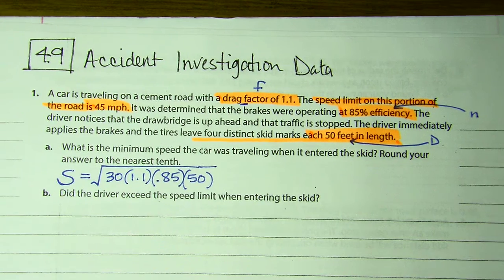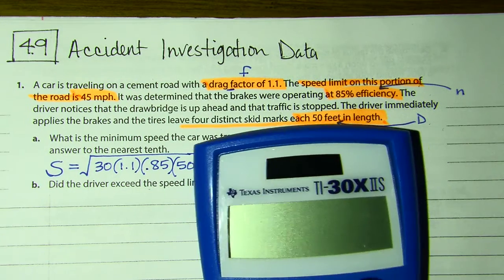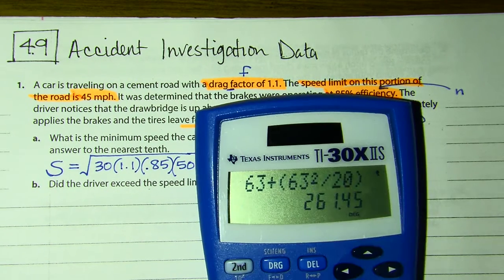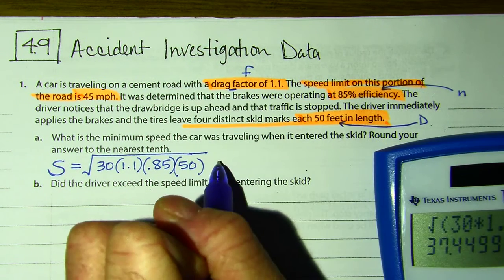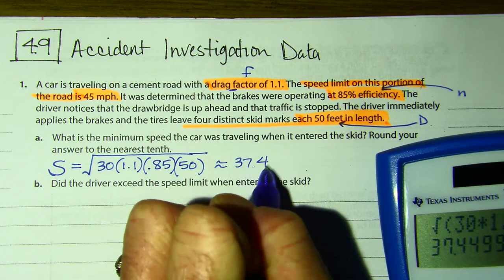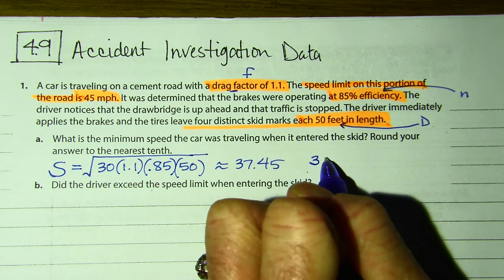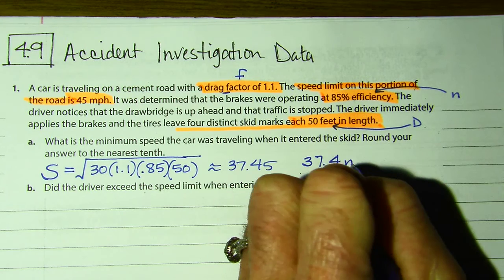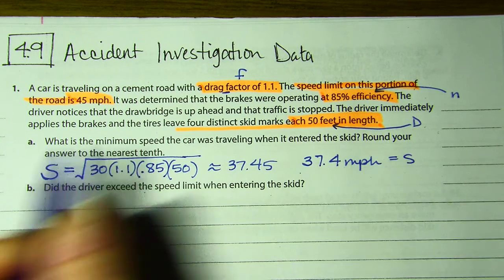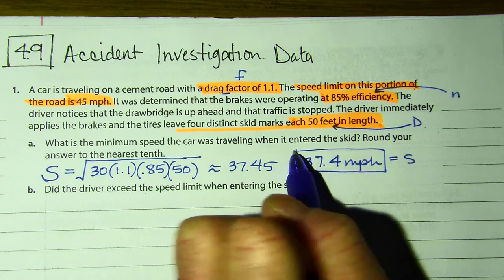So it doesn't matter what order you write down D, F, and N in. And then I'm going to simply enter this in my calculator, and it does say to round to the nearest tenth. So the square root of 30 times 1.1 times 0.85 times 50. And I get 37.45. It says to round to the nearest tenth, so that would be 37.4 miles per hour is S. So S is for speed, so this car was traveling approximately 37.4 miles per hour.